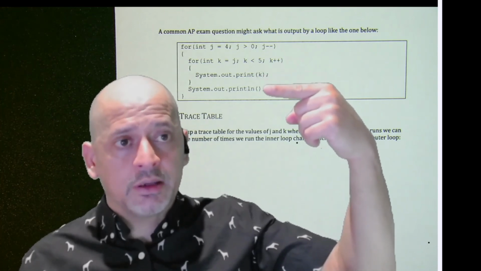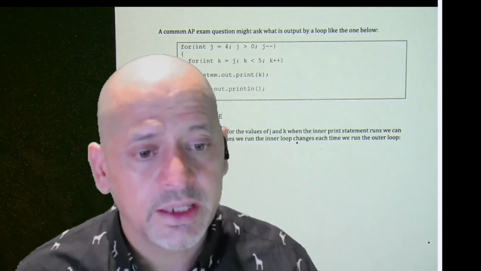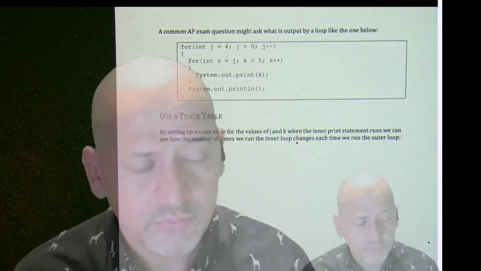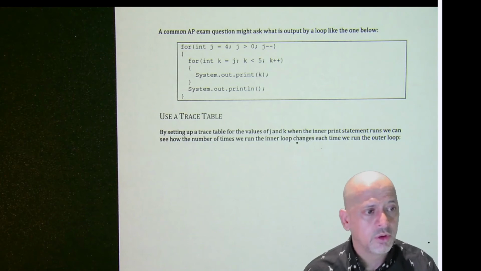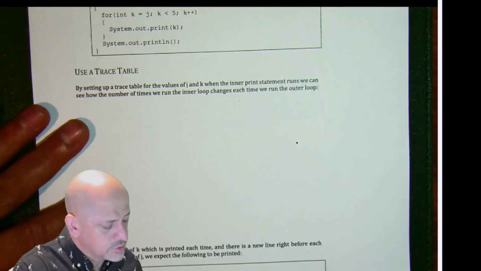Then we print a new line. And then we go through all over again. So the best thing to do is to make a quick table so we can see what's happening. So let's go and make a quick table.